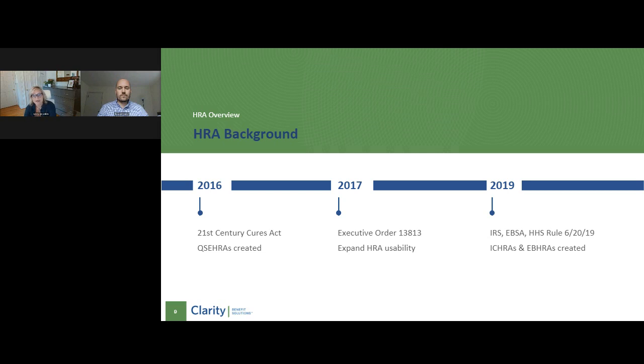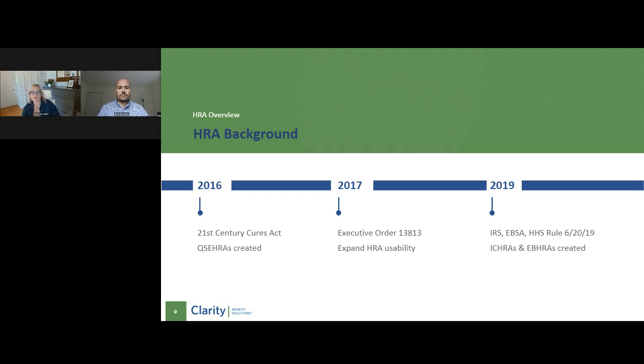In 2017, in an executive order, the Trump administration directed the Secretaries of Labor, Treasury, and Health and Human Services to propose regulations that would increase the usability of HRAs, to expand employers' ability to offer HRAs to their employees, and to allow HRAs to be used in conjunction with non-group coverage. The result was a rule issued by the Internal Revenue Service, the Employee Benefits Security Administration, and the Health and Human Services Department in June 2019. The rule creates two new HRAs available from January 2020, the Individual Coverage HRA and the Excepted Benefit HRA.